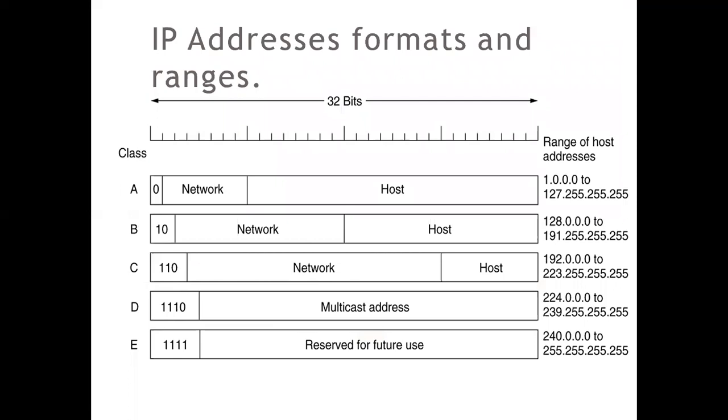Now we see the IP address formats and ranges. As we know, an IP is 32 bits long. These are the classes: class A, class B, class C, class D and class E. In class A, out of 32 bits, the first 8 bits are the network ID and the remaining 24 bits are the host ID. Out of these 8 bits, the first bit, the MSB, the most significant bit, is 0.